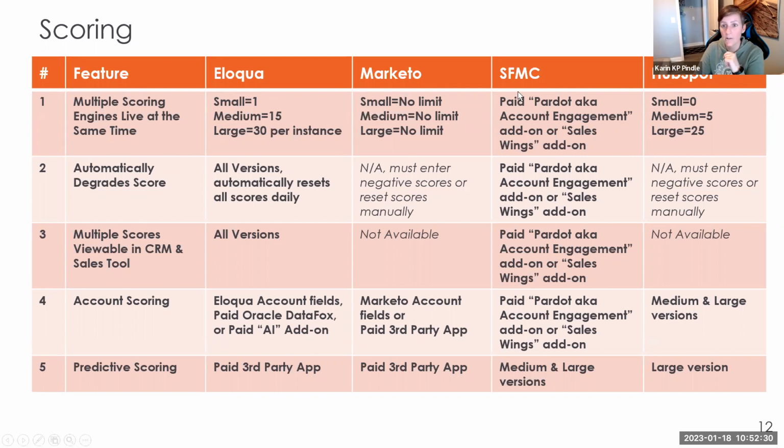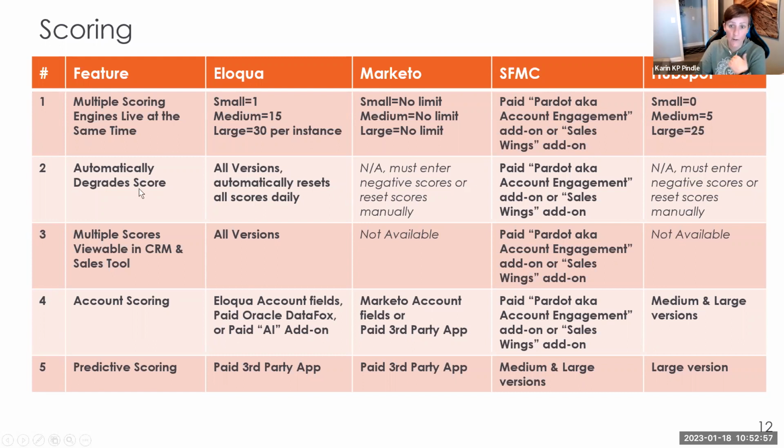Salesforce Marketing Cloud does not have automated scoring out of the box. So you either use the paid Pardot add-on, which has been renamed, Pardot has been renamed Account Engagement, or there's other paid third-party add-ons, the most commonly used one with Salesforce Marketing Cloud is SalesWings, which costs extra. HubSpot, you can see the numbers there, 0, 5, and 25.